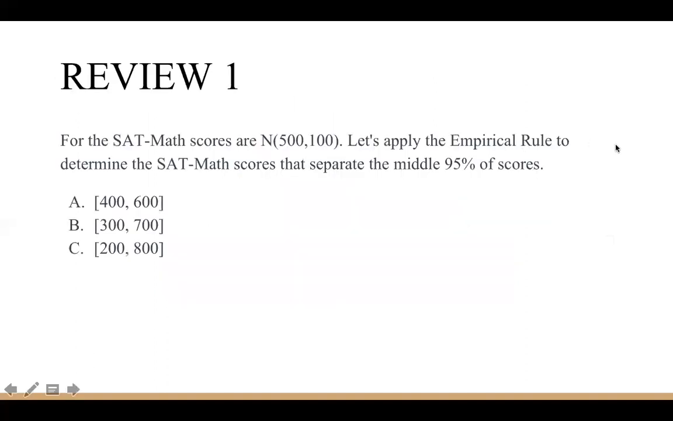Okay, so for our first review, for the SAT math scores, this is the data that we're given. Let's apply the empirical rule to determine the SAT math scores that separate the middle 95% of scores. This is a shorter question, so I'm going to give you about a minute to go over it.